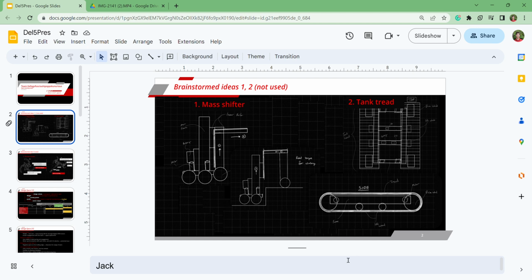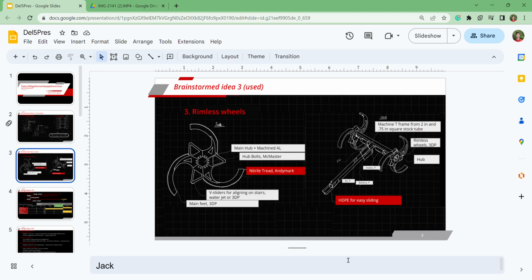You will see the two larger sprockets and then two small idle, probably spring-loaded sprockets that we could have on the bottom. If you're doing a tank tread like this, please make sure to have more sprockets if you have a long tread, because you want to ensure relatively even contact with the stairs. You don't want your tread being able to flex too much out of that plane that you ideally want it running in. Right, our third brainstorm idea and what we actually used, we call rimless wheels.